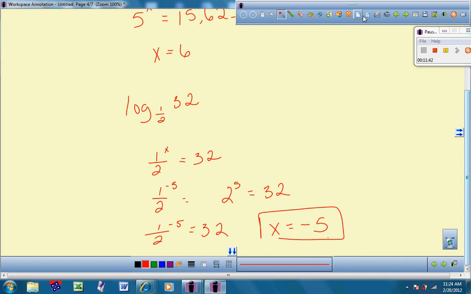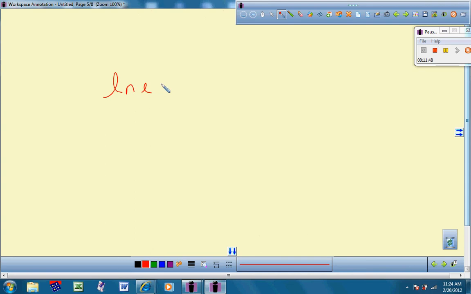Alright, let's do one with a natural log. Let's say we have natural log of e to the 7th. Well, in class we learned that natural log is the same as saying log with base e. So we could say log base e of e to the 7th. When our bases are the same, we can cancel them out, and we're only left with the exponent. So natural log of e raised to the 7th is going to be equal to 7.